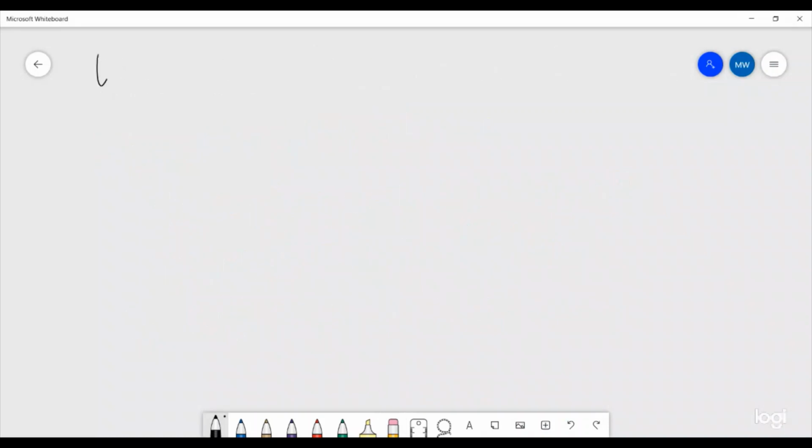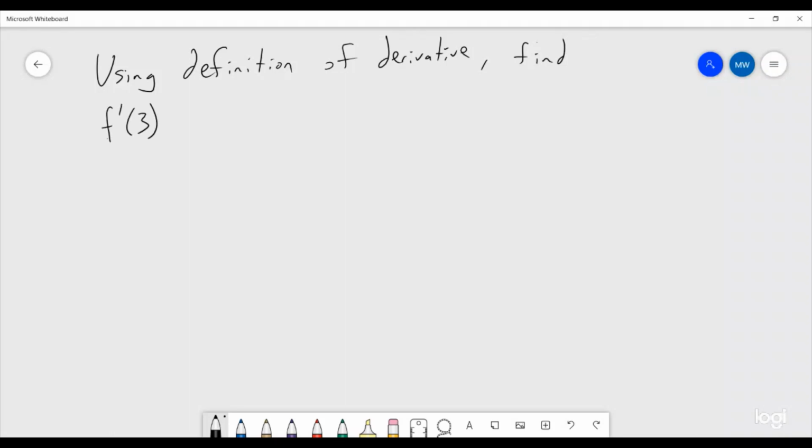Okay, so using the definition of the derivative, I want you to find f prime of 3 of the following function. We have f of x equals x squared plus 3x plus 1.